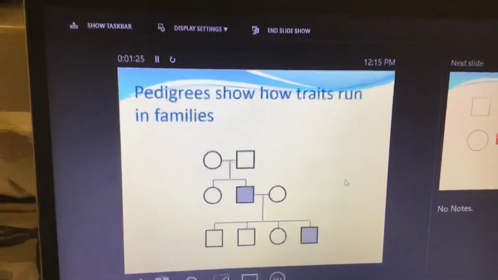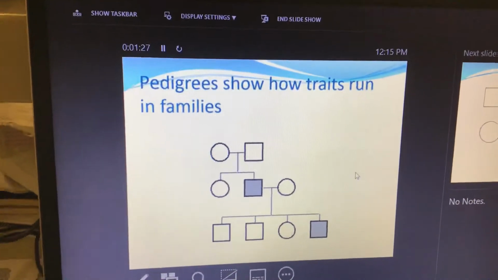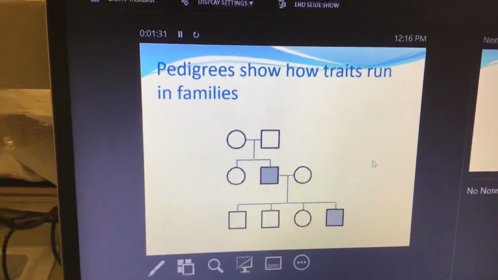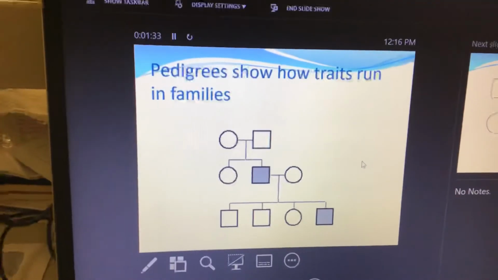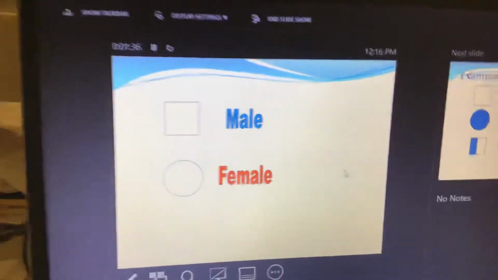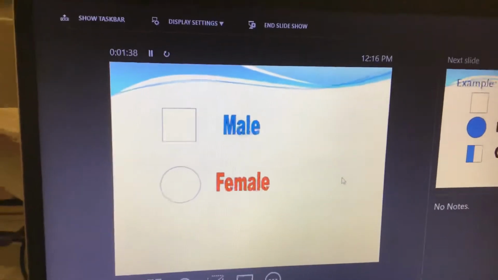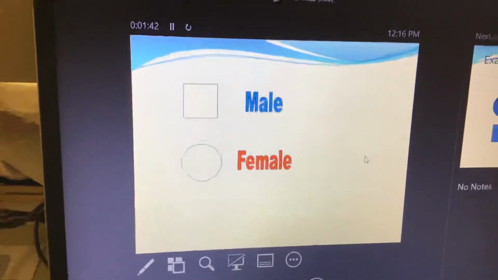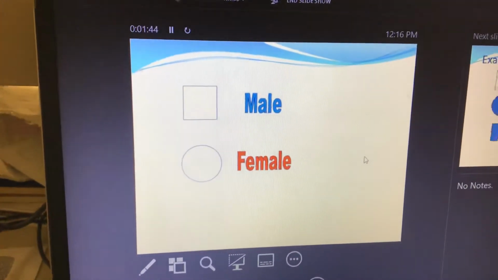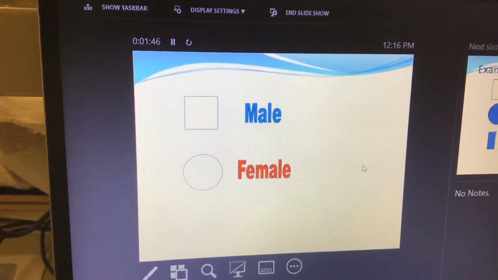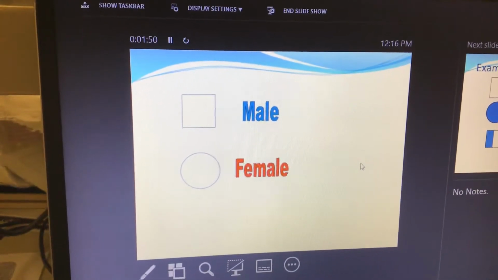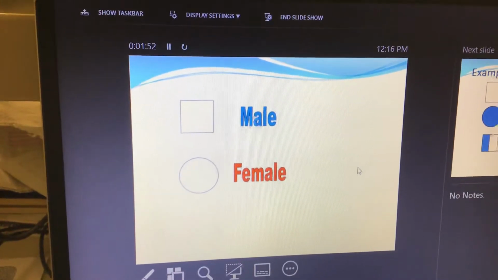Okay, so that's what a pedigree looks like, and they show how certain traits are going to run in the family. Now, if you know these things, you don't have to write it down, but if you're not sure, you might want to jot them down in your notes. A male is represented by a square. A female is represented by a circle. A male is a square, a female is a circle.